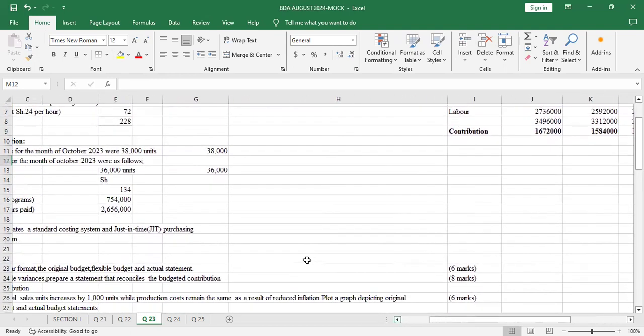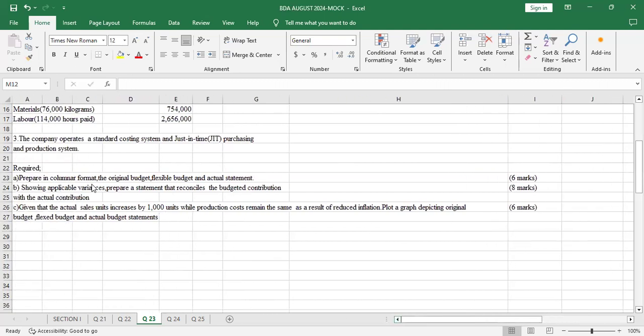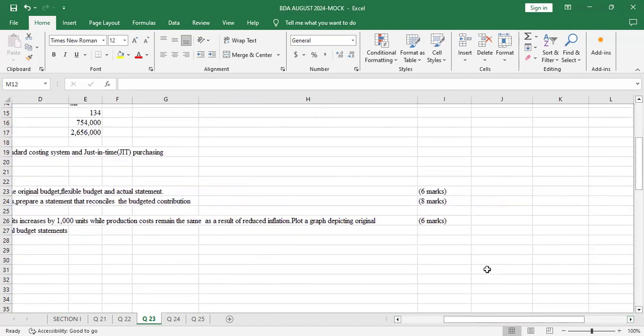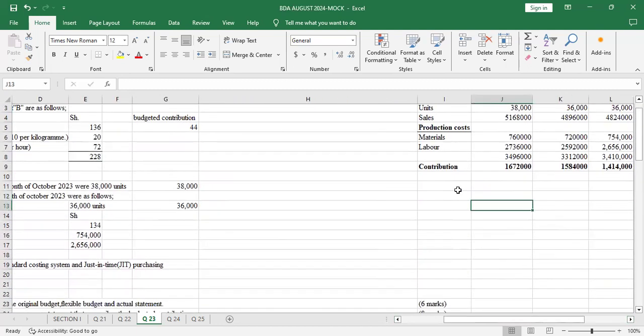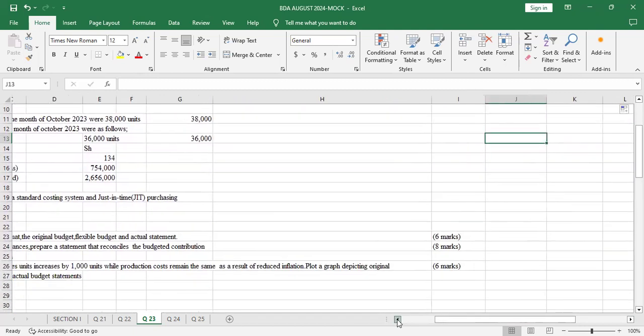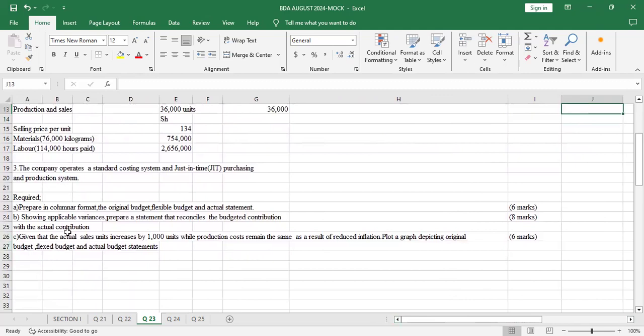And with that, I'm done with part A of that question, where they requested that we prepare in columnar format the original budget, flexible budget, and actual budget statement. So with this now, you are done with part A. That's how you are supposed to do part A of this question. So we go to part B of the question. They're saying, showing applicable variances, prepare a statement that reconciles the budgeted contribution with the actual contribution.